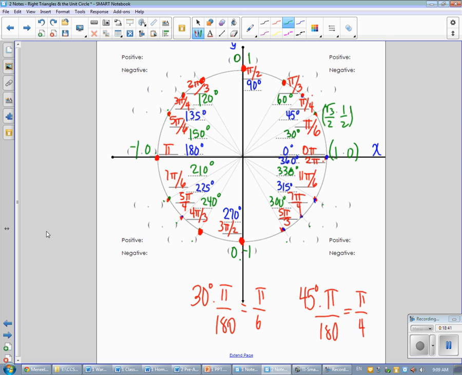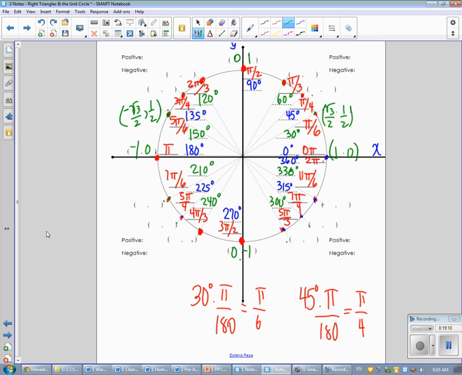Well, if I go directly across to my other degree measure or radian measure where I have the 6 in the denominator, notice that the distance from the x and the y-axis are the same. We're just in a different quadrant. So in this case, I'm still the same distance away on the x-axis, except now it's going in a negative direction. So the ordered pair here is going to be a negative square root of 3 over 2, and the y value is still positive.